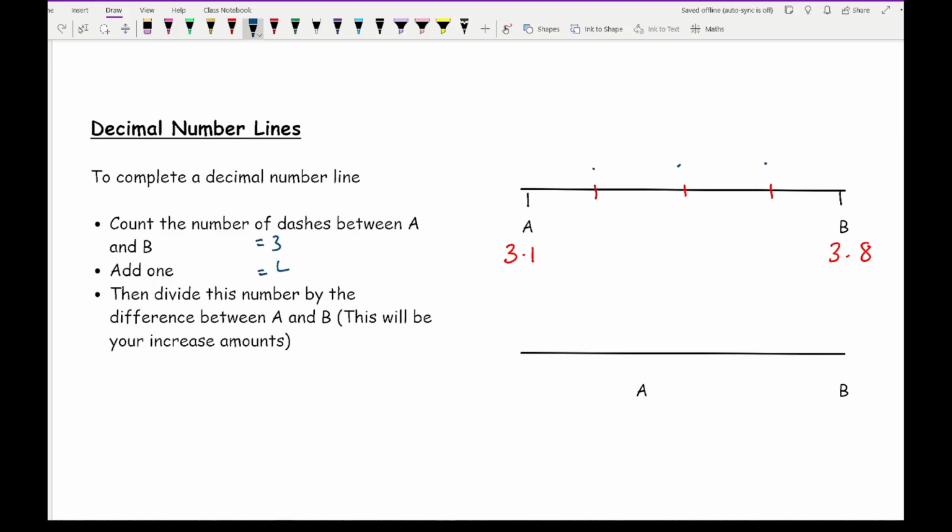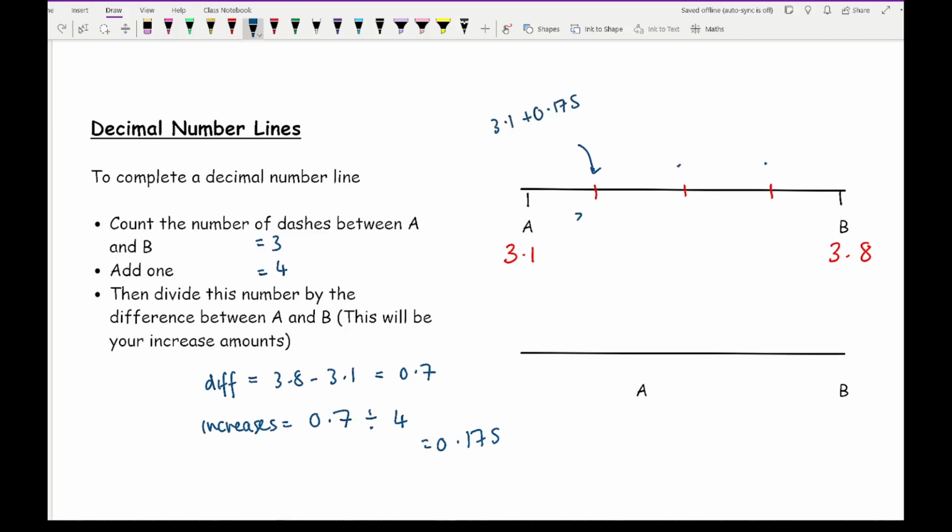We add 1 to make it 4, and then for this, what we need to do is look at the difference between the 2 ends of the number line, so we've got 3.8 minus 3.1, which is 0.7, and then to work out the increases, I need to do 0.7 divided by 4, and if I do that on my calculator, I get an answer of 0.175.